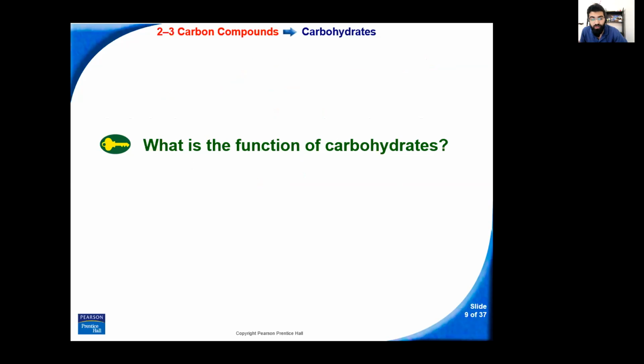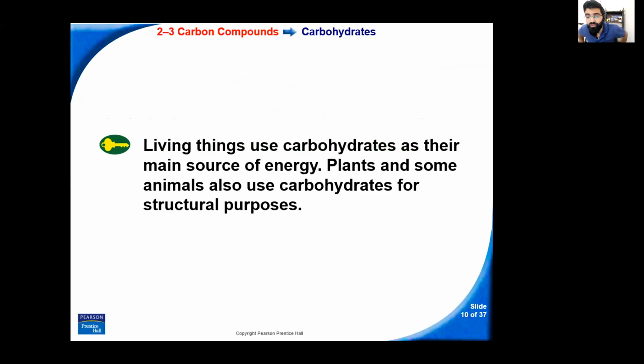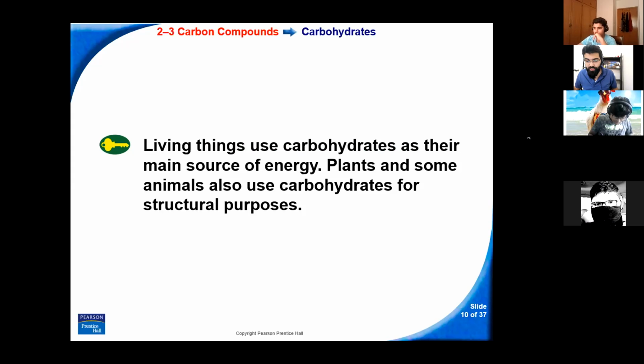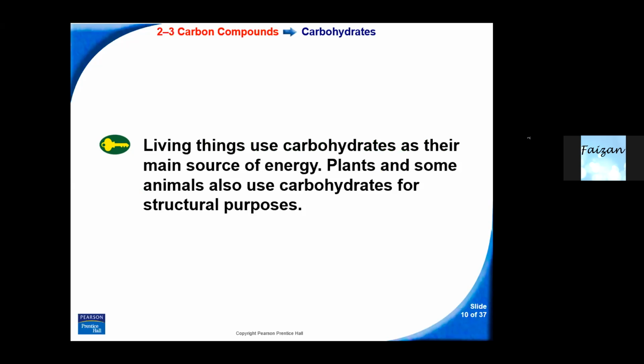Okay, what is the function of carbohydrates? Why does the body need carbohydrates? Number one, living things use carbohydrates as a fuel, as a source of energy, the main source of energy. Your cells break down the carbohydrates in a specific reaction. Raise your hand quickly and tell me what is the reaction in the cell which is used to get the energy from the carbohydrates. Raise hand, please. No one raised a hand.